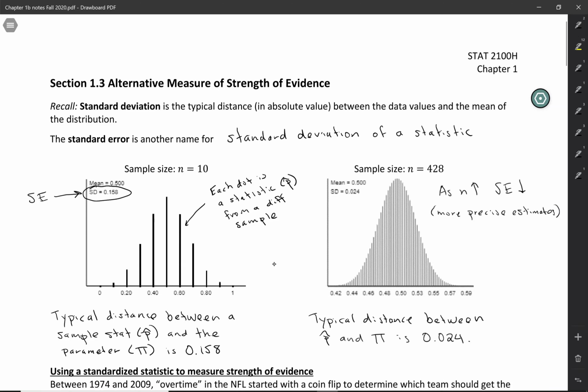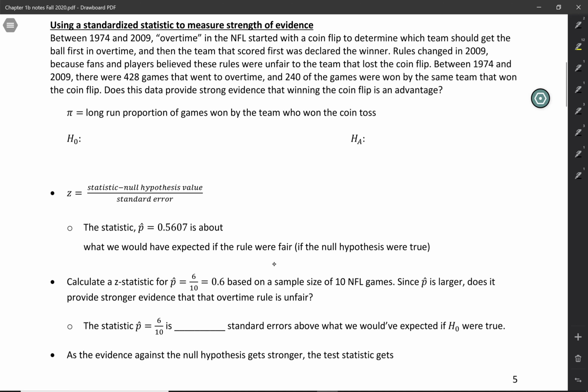Earlier you learned about the standard error of a statistic. Now we're actually going to use that as a way to measure strength of evidence using something called a standardized statistic. So we're going to look at this in an example about NFL overtime rules.